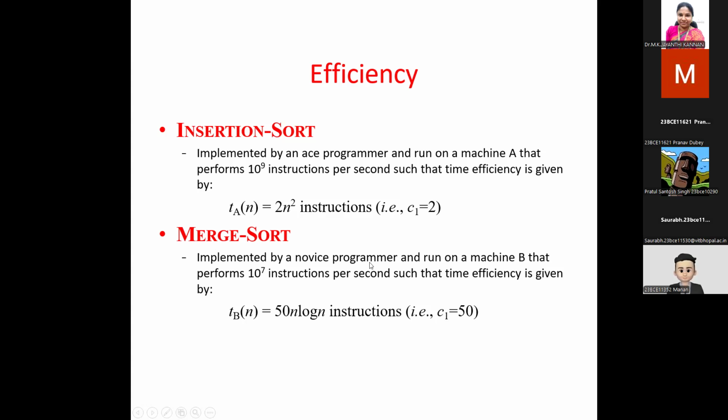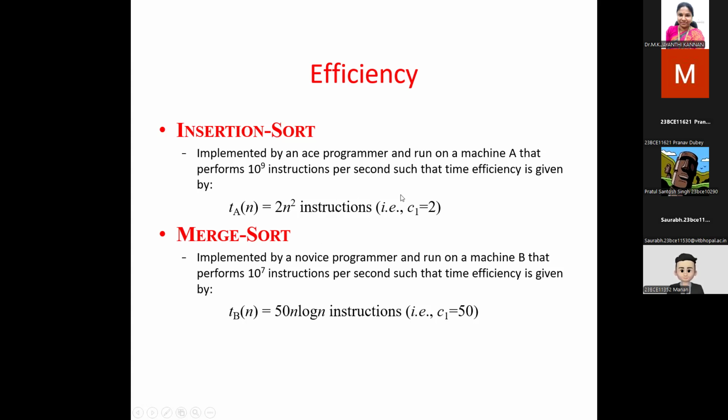In the case of merge sort, the machine is a slower one, 10 to the power of 7 instructions per second, such that the time efficiency is given by 50 n log n instructions. So it depends not only on the algorithm; here they are using a high speed machine. Even if the algorithm is good, if the machine is slow, the time will be more.